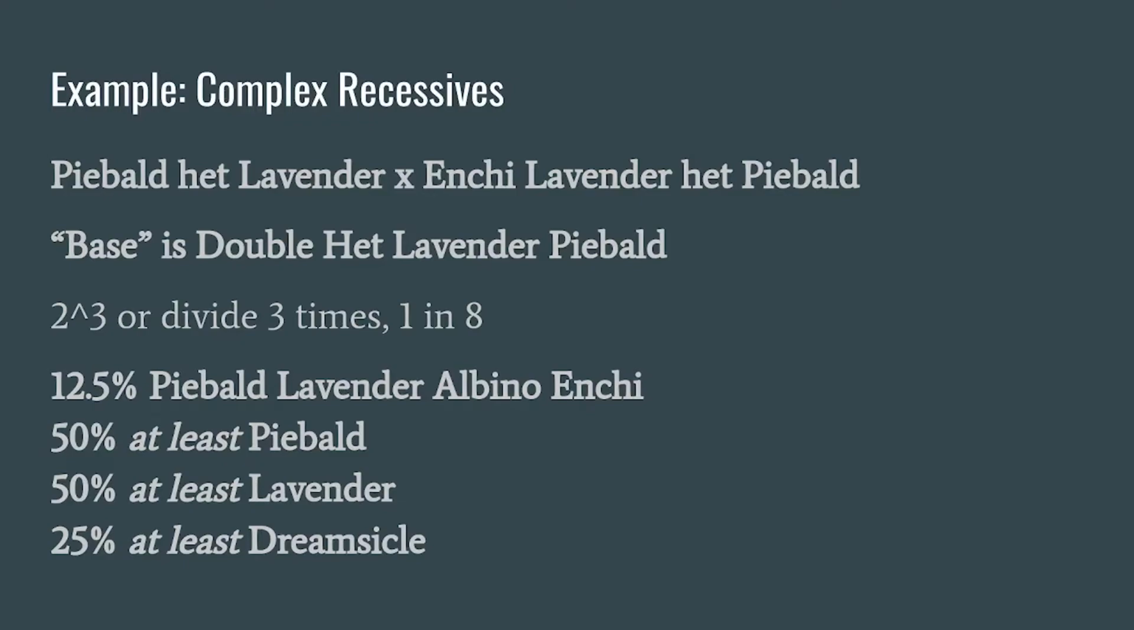We know that at least 50% will be visual piebald because it still works the same. If you look at piebald paired with het piebald in this example, lavender is identical. At least 50% will be lavender. And then 25% will be both piebald and lavender for dreamsicle.